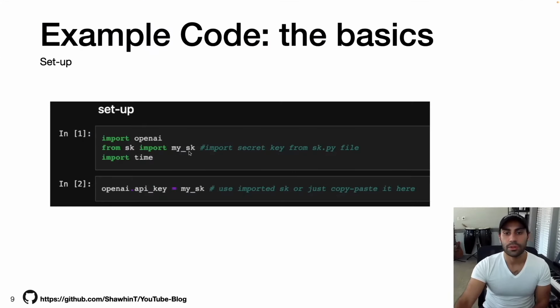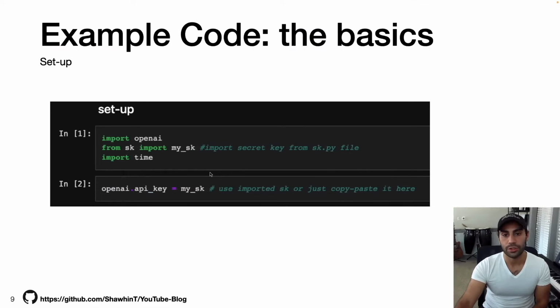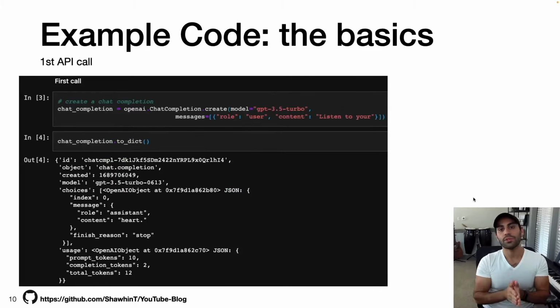You just import the key, and then you can copy paste whatever key you want in here. You can revoke access, create a new one, paste it here without ever having to change your code. And then you can set what API key you want to use using the syntax here. So openai.api_key, you just set it to my secret key. Alternatively, if you don't want to go through all this of creating another file and importing the secret key like this, you can always just manually paste your secret key right here. So we got that set up, and now we can make our first API call.